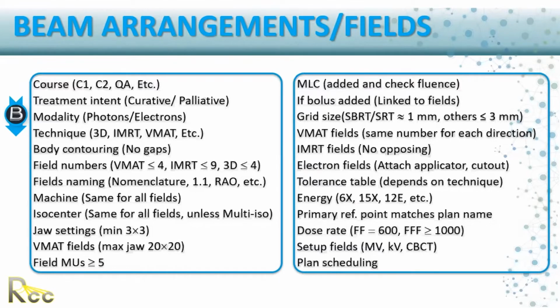IMRT fields, make sure that you don't have exact opposing fields. Otherwise, you are losing the optimization strength. Electron fields, you have to attach applicator, cutout, and so on. Tolerance table depends on technique. Energy 6, 15, 12E. Primary reference point matches the plan name. Dose rate for FF usually 600, and for triple F we're using more than 1,000. It reaches 2,400 for the 10 triple F. Set of fields, you should use MV, KV, CBCT, depending on the protocol used in your department, and plan scheduling.